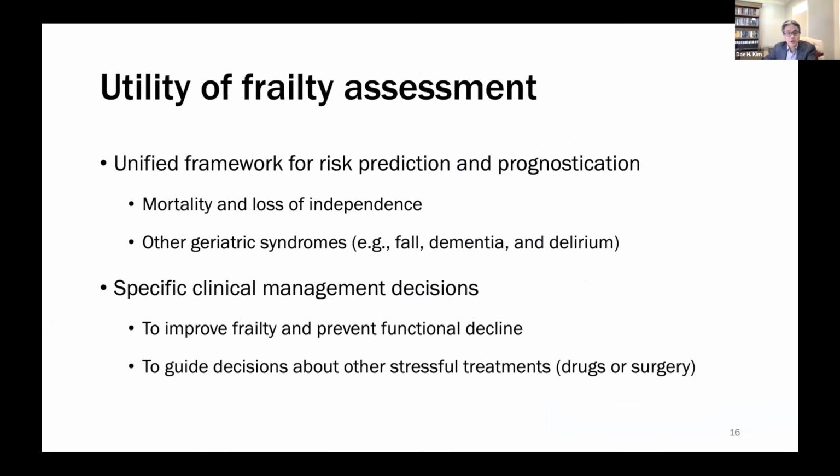To summarize, frailty assessment offers a unified framework for risk prediction and prognostication in older adults, including patients with memory problems and Alzheimer's disease and related dementia. Based on frailty information, we can intervene to improve frailty and function itself, or make decisions about other stressful treatments.